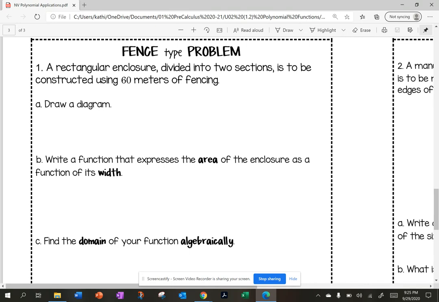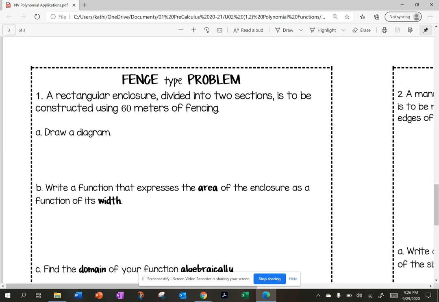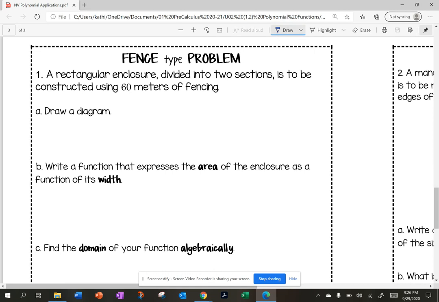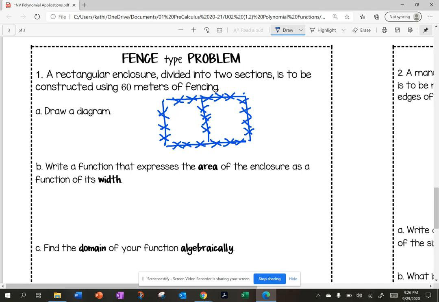So a fence problem says a rectangular enclosure divided into 2 sections is to be constructed using 60 meters of fencing. Draw a diagram. Okay, so I'm making a rectangle divided into 2 sections. And to have it look like a fence, let's make it look like a chain link fence. Okay. So my 60 meters of fence is all of the 2 outside enclosures.